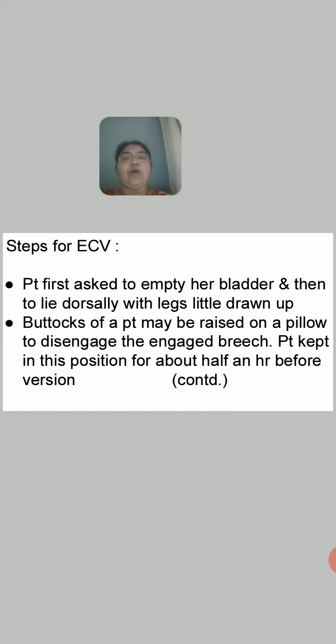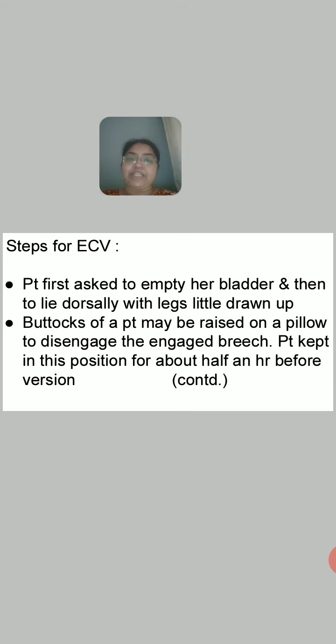Now the steps, how the external cephalic version is done. The patient is first asked to empty her bladder, and then she has to lie dorsally, that means on her back, with legs somewhat drawn up. Buttocks of the patient may be raised on a pillow. You have to put a pillow under her buttocks to disengage the engaged breech. Sometimes when the breech has engaged, then to disengage it, the buttock level should be raised, and for that a pillow should be put under the buttocks of the patient.